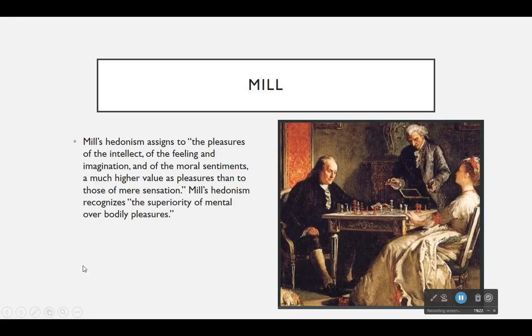Mill wrote that hedonism assigns to the pleasures of the intellect, of the feeling and imagination, and of the moral sentiments a much higher value as pleasures than to those of mere sensation. So Mill's hedonism recognizes what he called the superiority of mental over bodily pleasures.